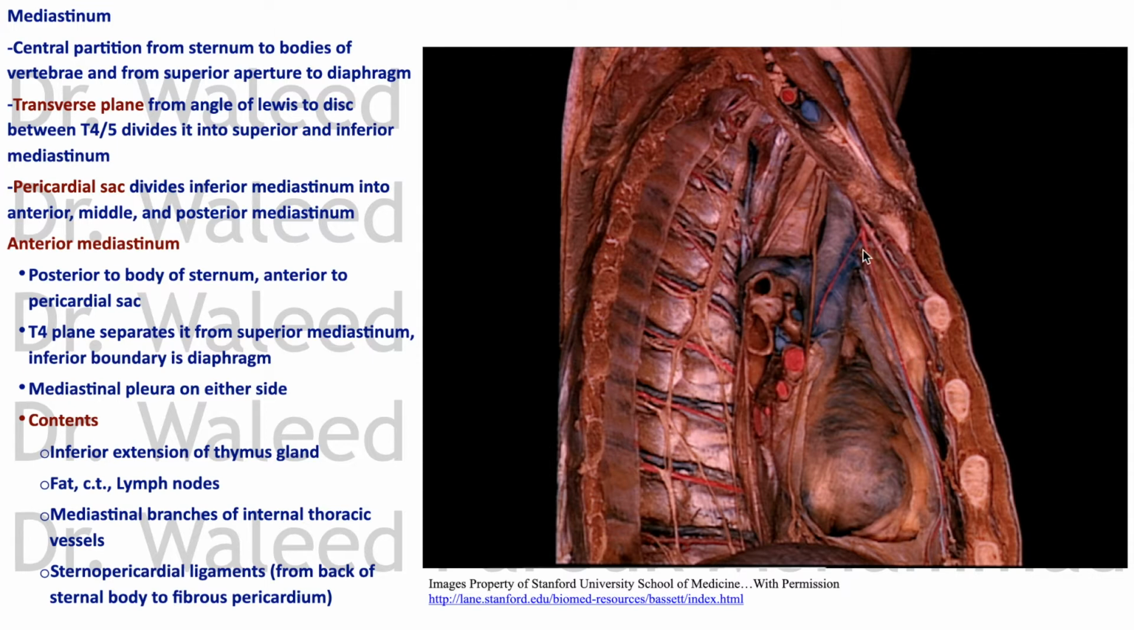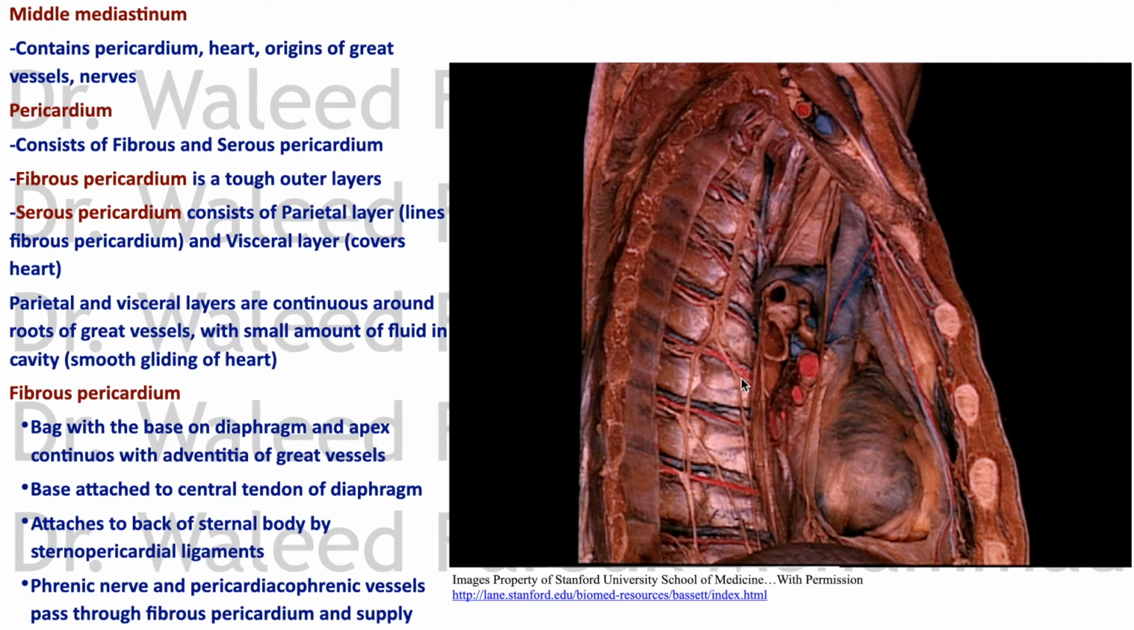The contents are actually, in adults, the remnants of the thymus gland. In young children, there is a thymus gland that extends to the anterior mediastinum, fat and connective tissue, and a ligament that connects the pericardial sac to the back of the sternum called the sternopericardial ligaments, and the mediastinal branches of the internal thoracic vessels in this area. So we are talking about this area only. This is plain and simple, nothing more than you expect here other than the ligament and the remnant of the thymus gland.